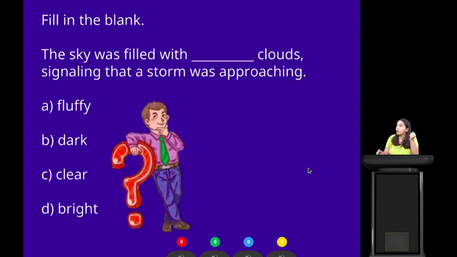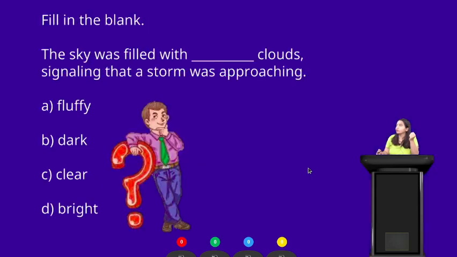Now again a question for you all. The question is, fill in the blank. The sky was filled with dash clouds signaling that a storm was approaching. Your options are A, fluffy, B, dark, C, clear, D, bright. What would be your answer among these four to fill the blank? All right, your time starts now.